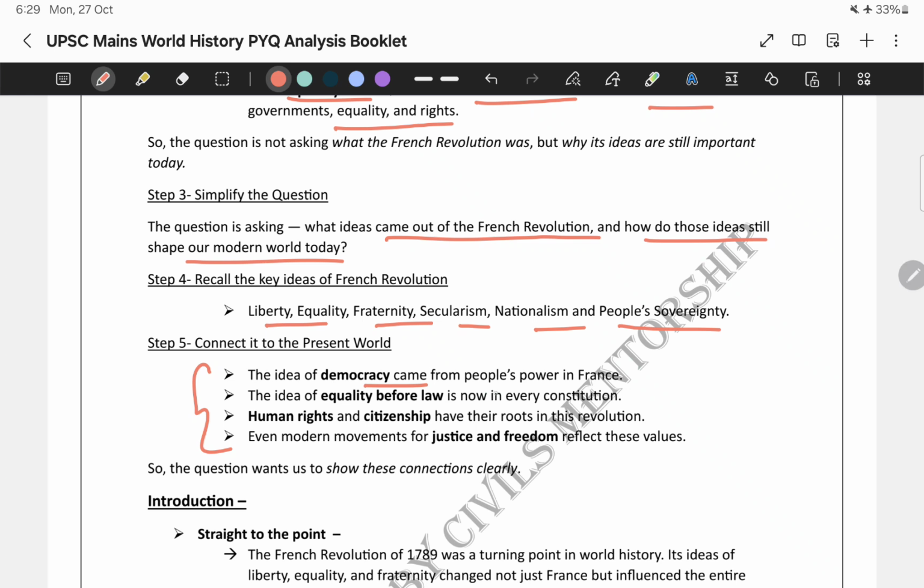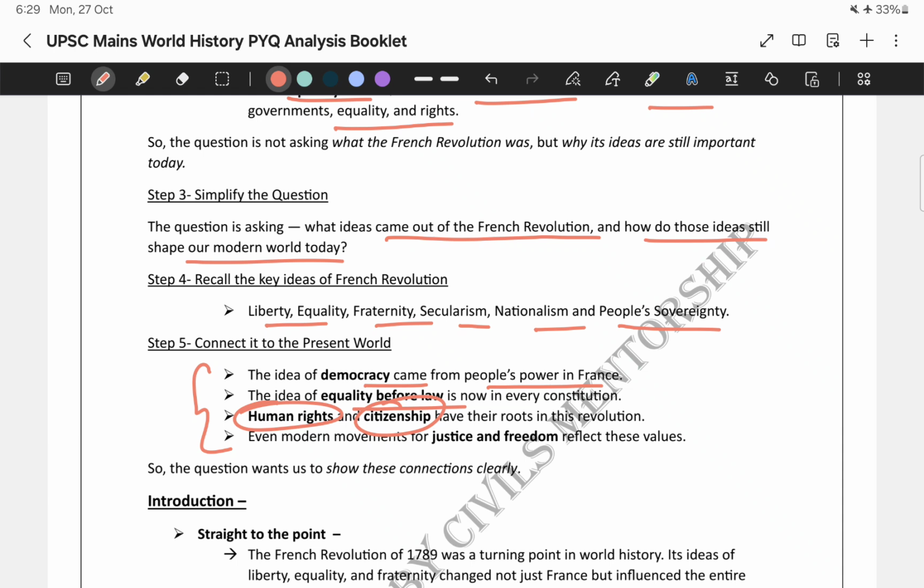So the idea of democracy came from people's power in France. Similarly, the idea of equality before law is now in every constitution. Most of the constitutions have taken this idea of equality before law, inspired from the French Revolution itself. Next, we are talking about human rights and citizenship that have their roots in this particular revolution itself.